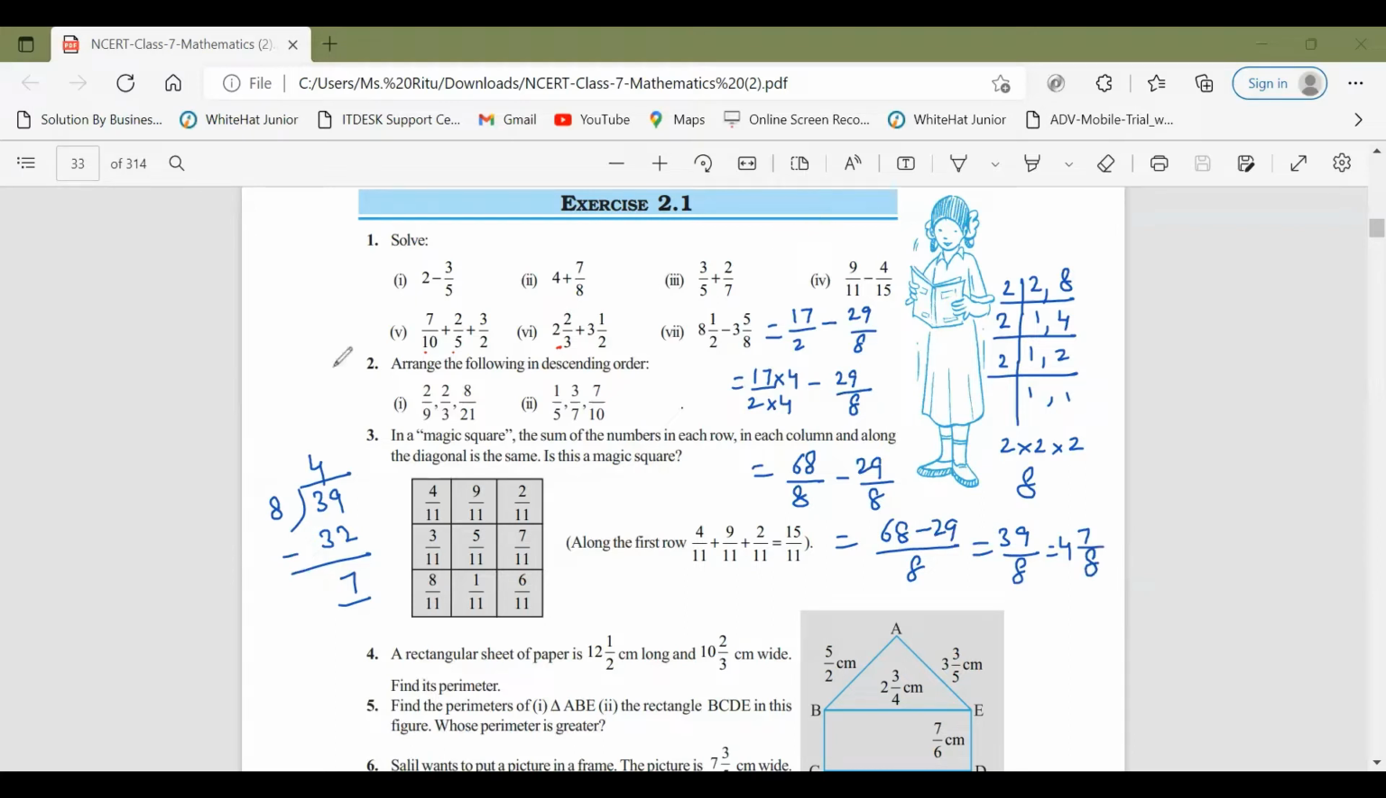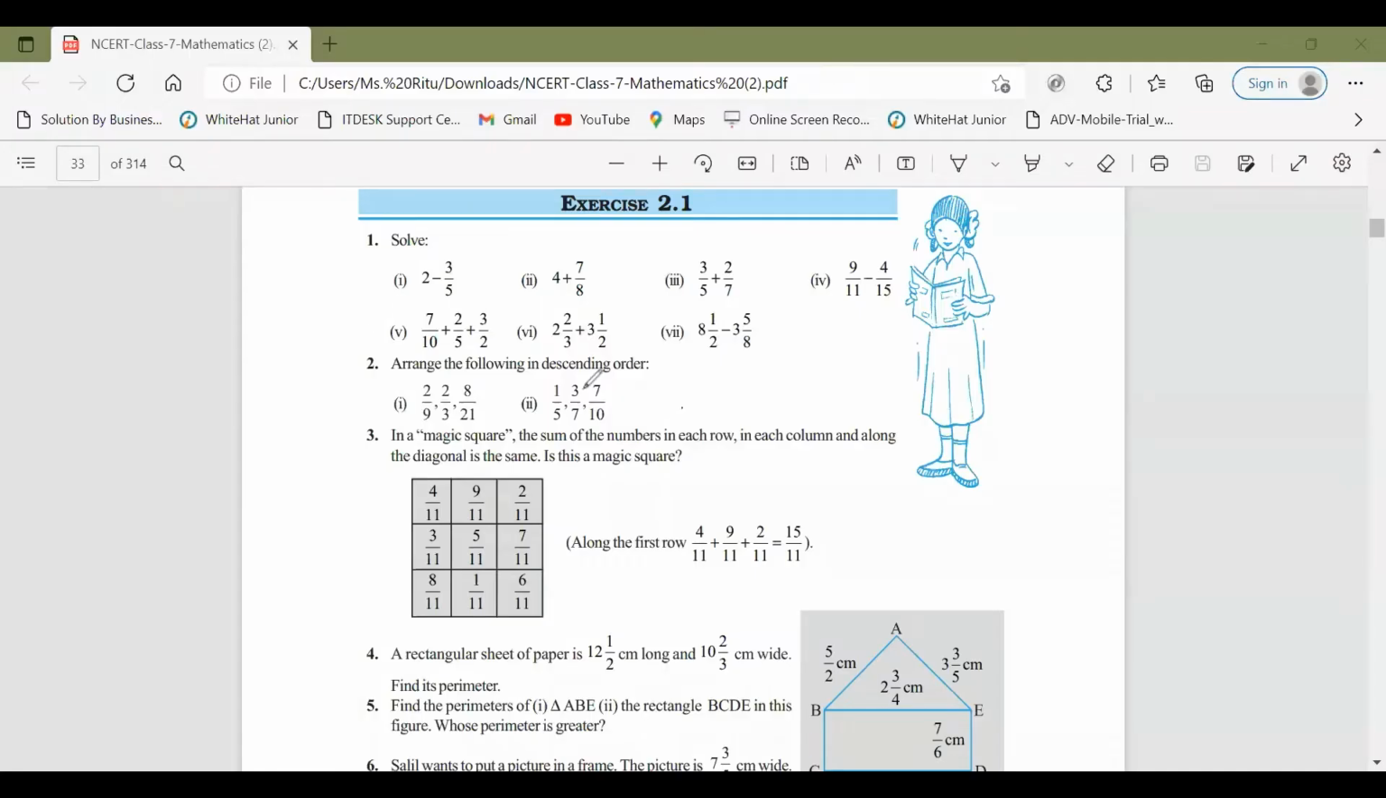So I hope question number 1 is clear. Now we'll switch to question number 2. Number 2 is, arrange the following in descending order. Descending means going from the bigger number to the smaller. So in this first part, how are we going to check this descending order? Basically, we have to make the fractions like fractions. If you check the denominators of the three fractions given over here, the denominators are different. So our first step would be to make the denominator the same.